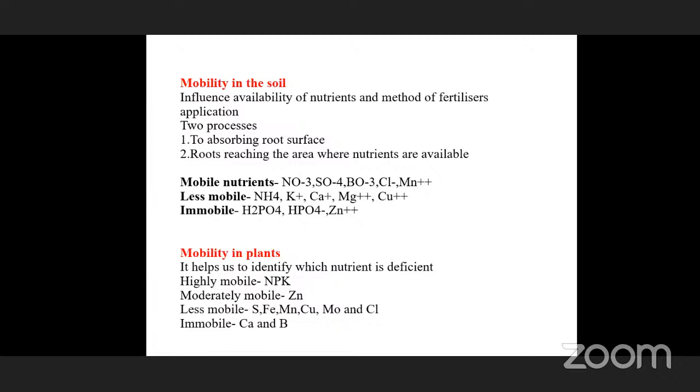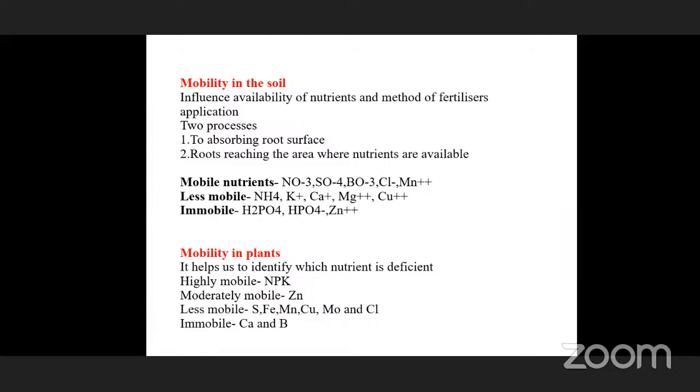And it is also said the availability of nutrients means if it is leaching, unlike nitrate, which is leaching so much, then we can say it is not available to the plant. So based on the mobility of the nutrients in the soil, we can decide which method of fertilizer application is to be used and what nutrients are available in the soil. So again, it is divided into three types.